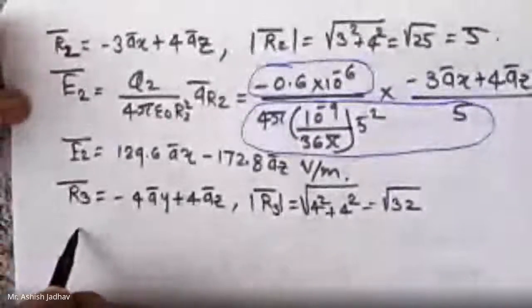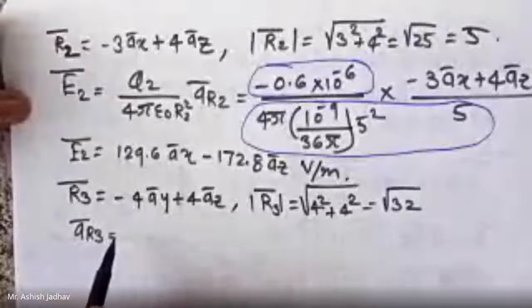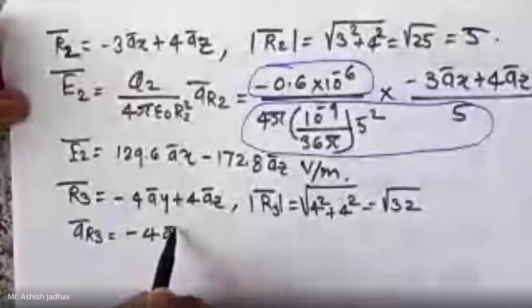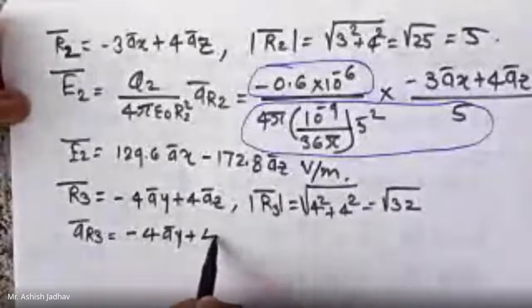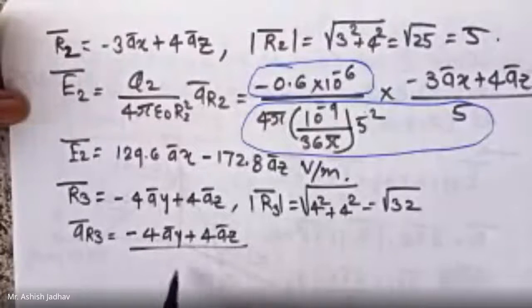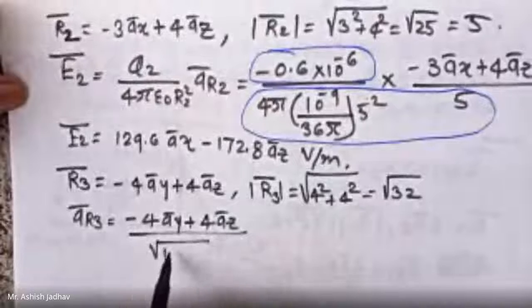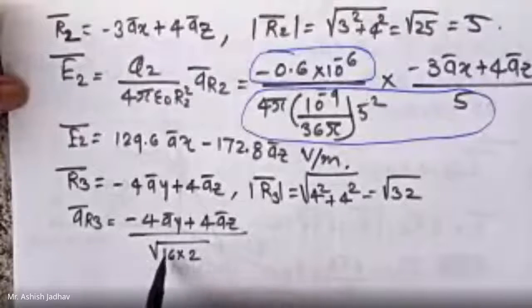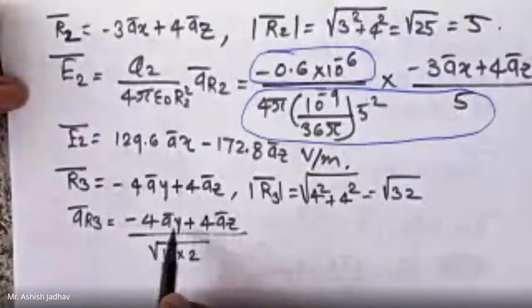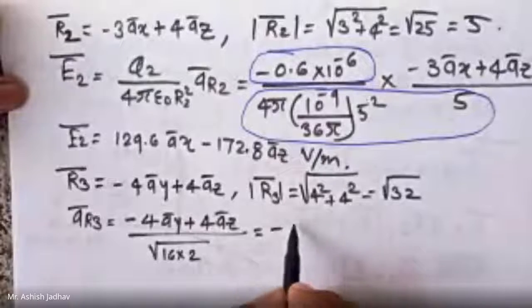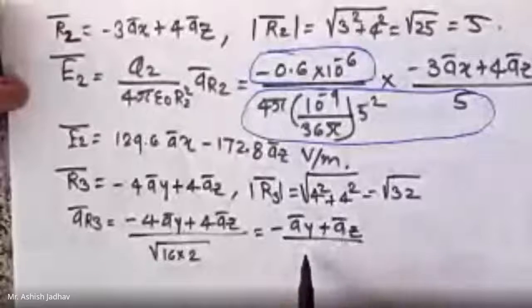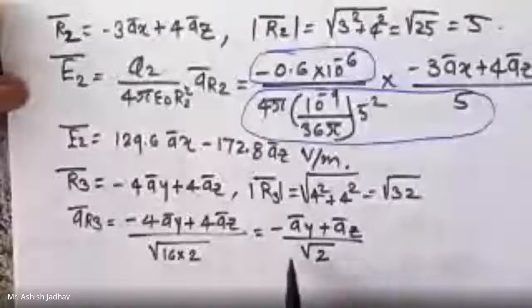So if I find out unit vector a bar R3 is equal to minus 4 a bar y plus 4 a bar z divided by under root 32, that I will write as 16 into 2. So this 16, if I take outside, so 4, and if I take 4 common from this, what you get is minus a bar y plus a bar z divided by under root 2. So this is the unit vector.